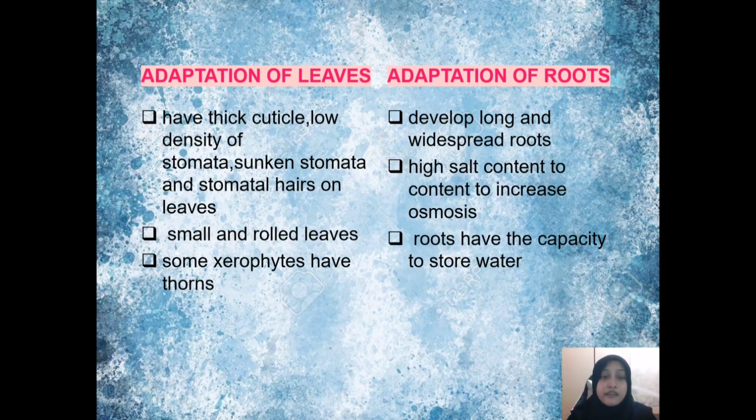Next, we have adaptation of leaves. They have a thick cuticle, low density of stomata, sunken stomata, and stomatal hairs on leaf and stem. These features will prevent excessive water loss by transpiration. They also have small and rolled leaves that reduce the surface area exposed to the sun. Some of the xerophytes, such as cactus, have thorns instead of leaves. Why? Because these thorns reduce water loss and at the same time collect dew at their tips.